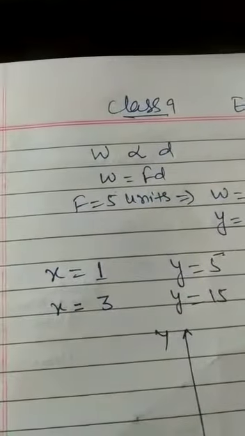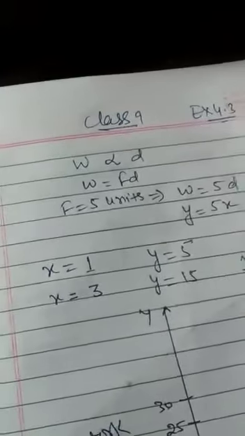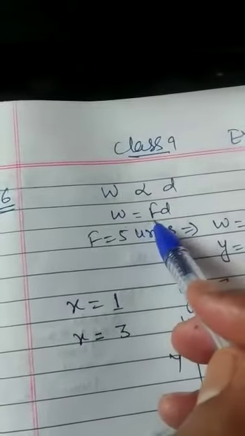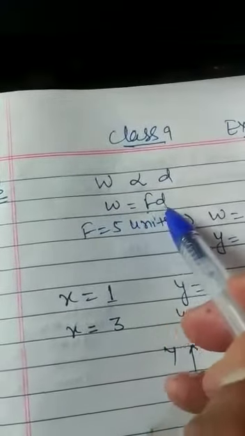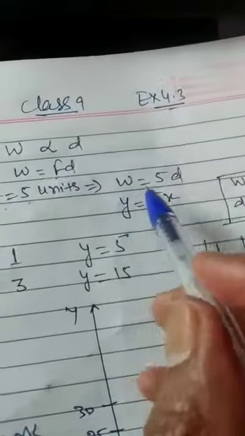Also, read from the graph the work done when the distance traveled by the body is first 2 units and second 0 units. See, work done we represent by W. W is directly proportional to the distance. If we remove this sign of proportionality, we put equal and a constant. Here the constant is force, so W is equal to F into D. Now F is given as 5 units, so W is equal to 5D.